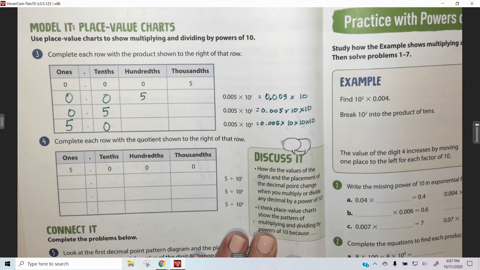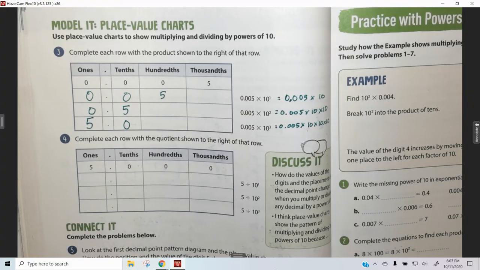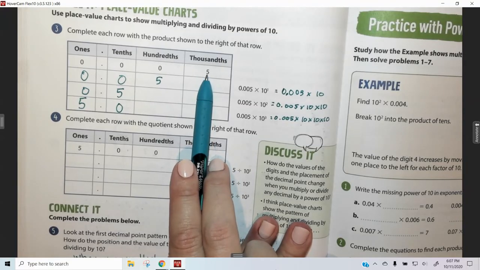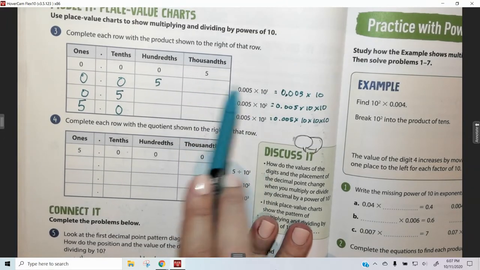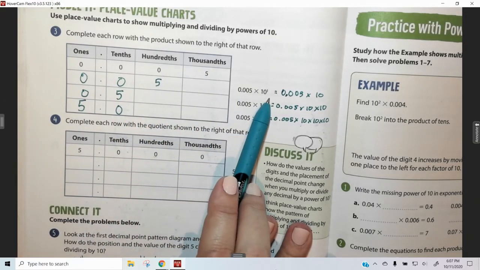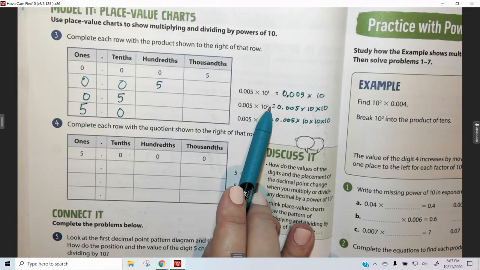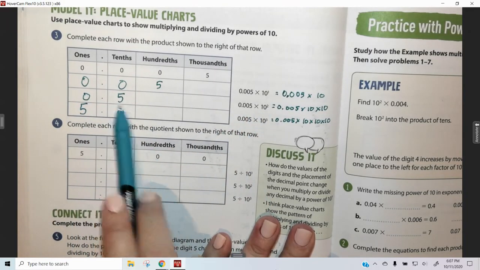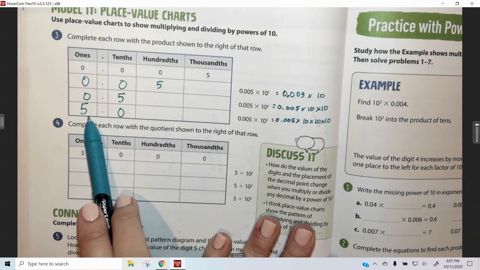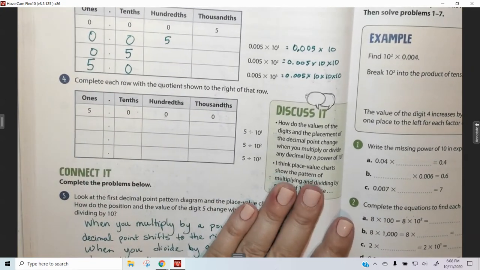So to answer that problem, we're looking at 5 thousandths times 10 to the first power is 5 hundredths. 5 thousandths times 10 to the second power is 5 tenths. And 5 thousandths times 10 to the third power is 5, or 5 ones. Let's go to the next problem.